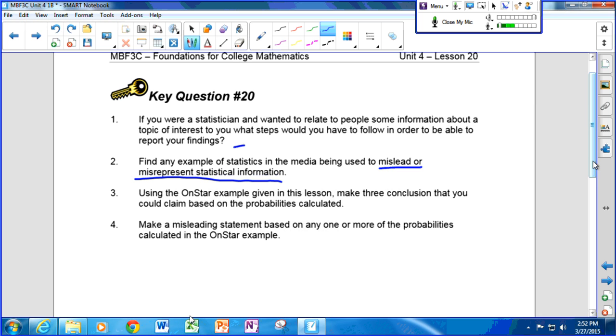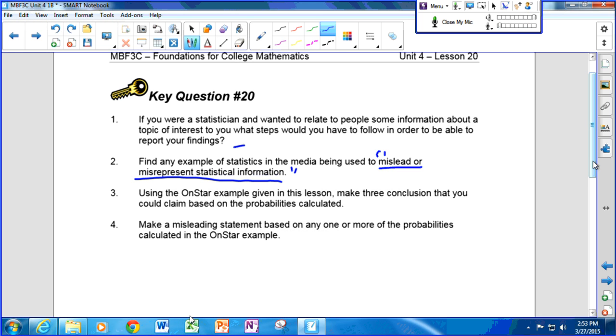The people who are preparing these things are not necessarily from really strong math backgrounds anyway. So sometimes they'll just inadvertently misrepresent things. It's harder to say that they did it on purpose, but it should be pretty easy to find. Go onto YouTube or go onto Google and do a search for that sort of term.